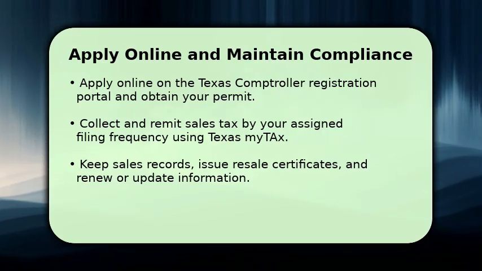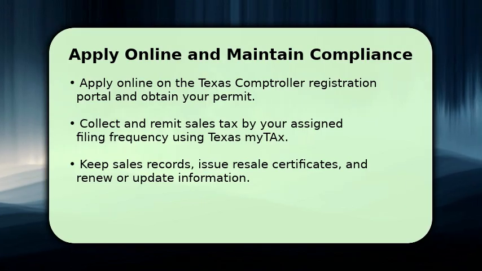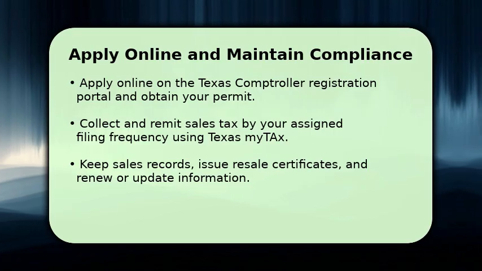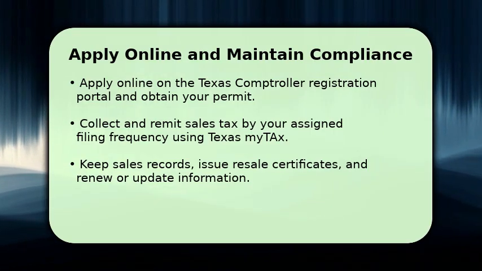Apply online through the Texas Comptroller Registration Portal to request a sales and use tax permit. Complete business, ownership, and sales estimates, then submit. The comptroller assigns a filing frequency and issues your permit number.